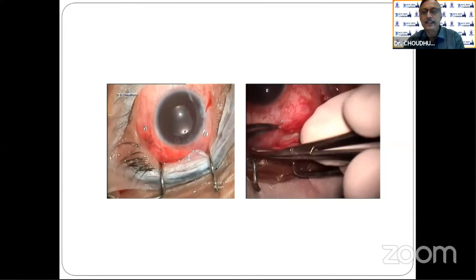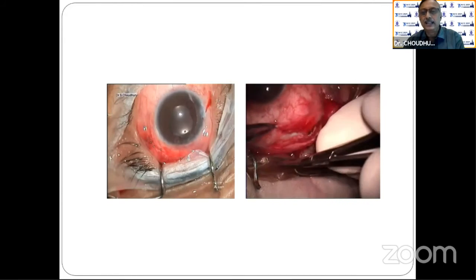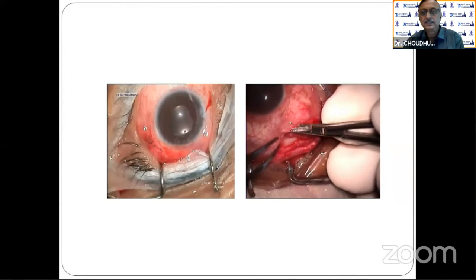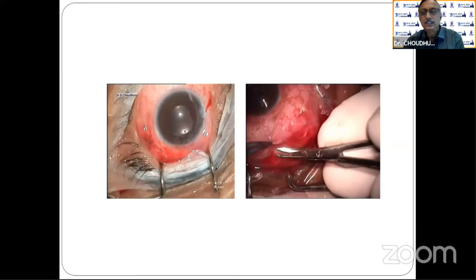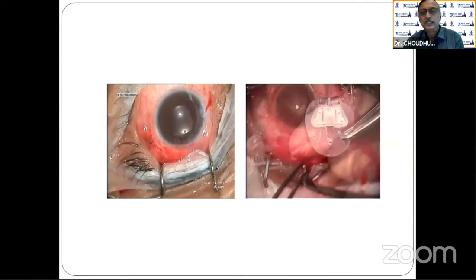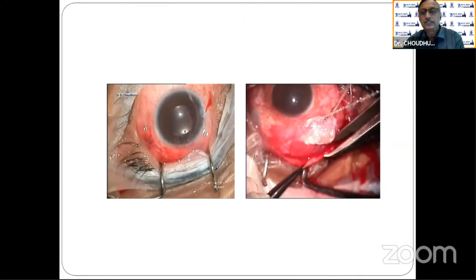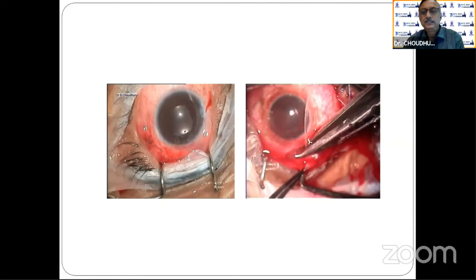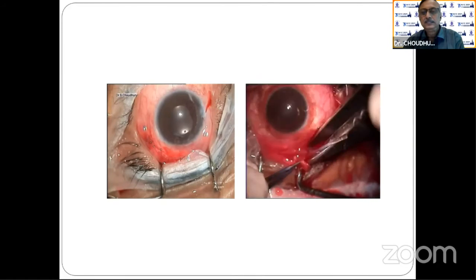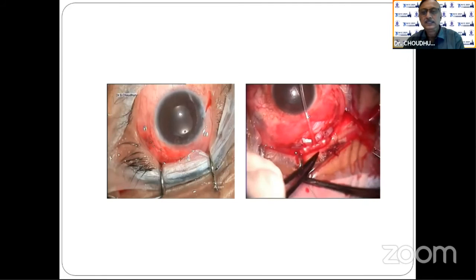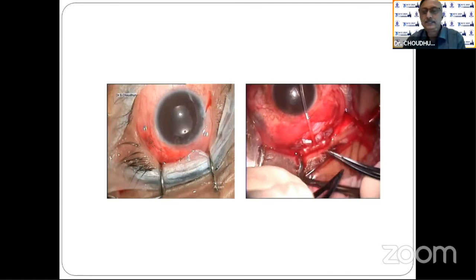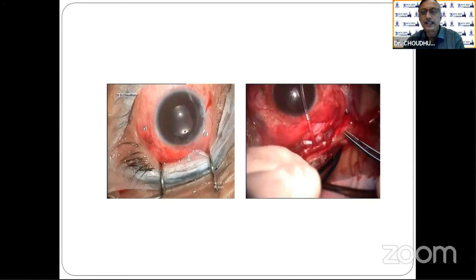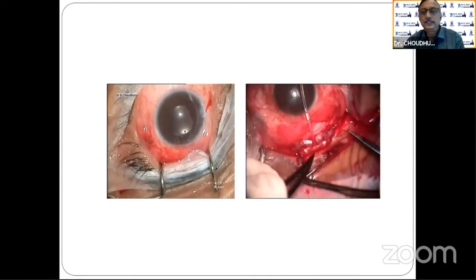And in this same area, I put the valve. Lots of scarring is there because, as I said before, after any retina surgery, there is scarring. Fixing the plate of the valve with a nylon suture.